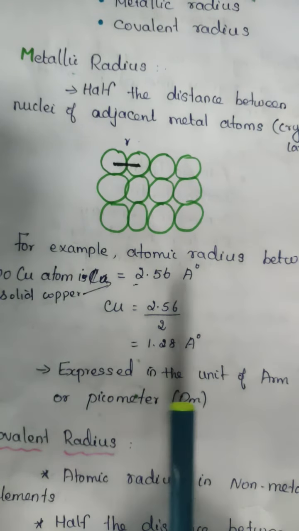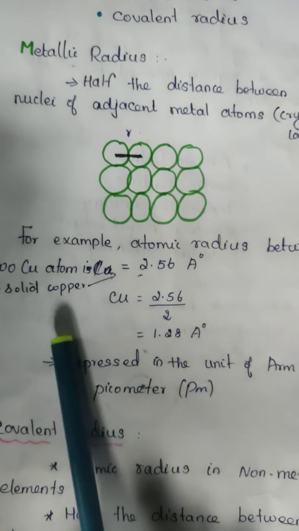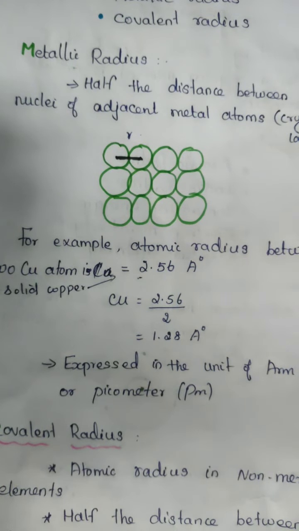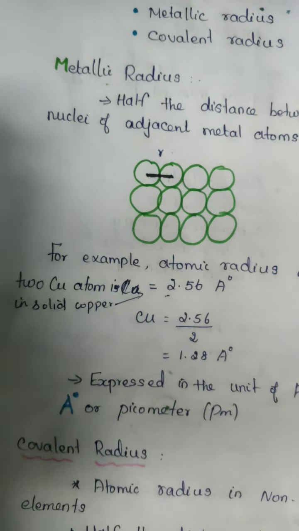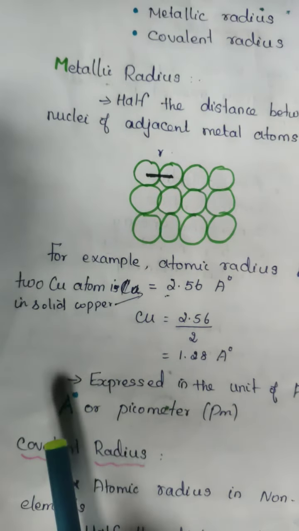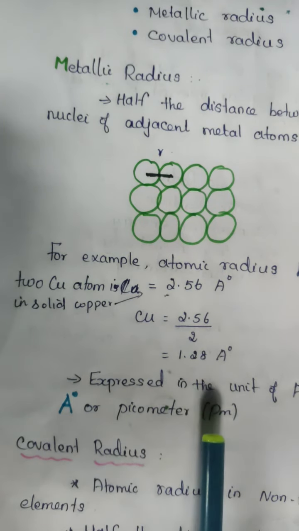For example, the distance between two copper atoms we have measured as 2.56 angstrom. What is angstrom? Generally, the radius is expressed in the unit of angstrom. The distance for two copper atoms is what I said? 2.56 angstrom. So for an individual atom, you have to divide it by 2. So you get 1.28 angstrom. Usually the radius is measured in the unit of either angstrom or picometer, PM.